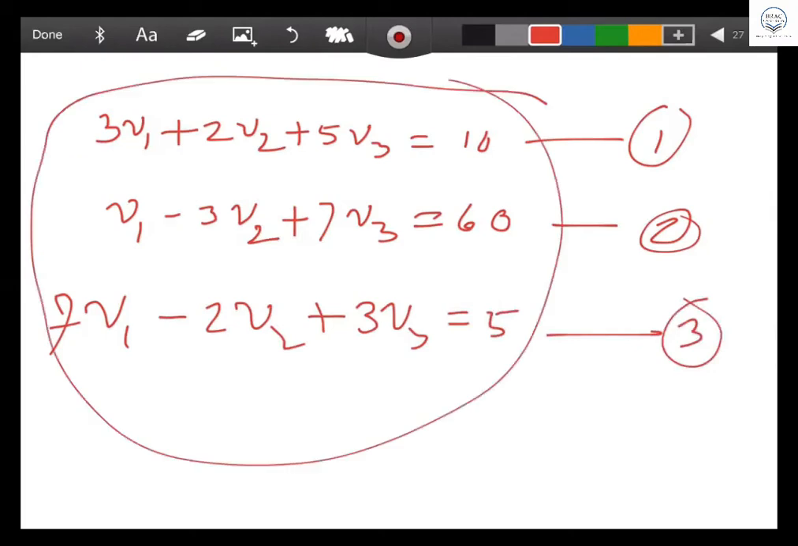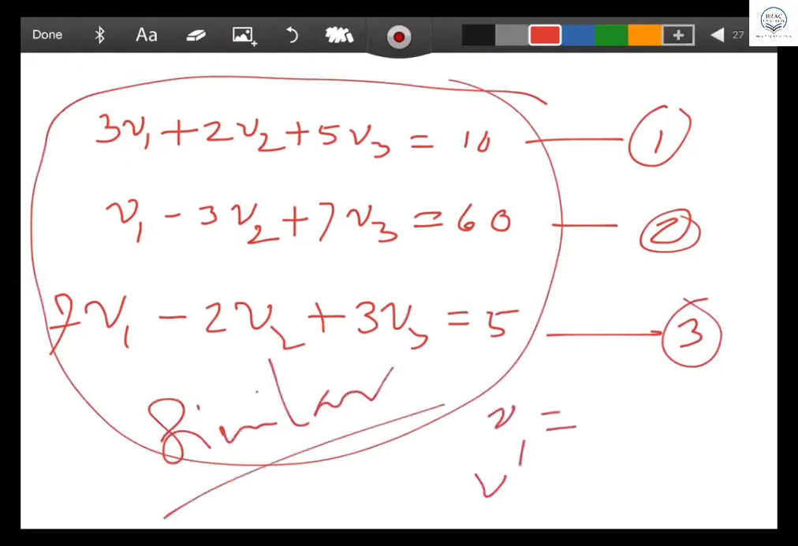If you simplify, you get a simplified form similar to this. It is similar, not the same thing, similar. After that, from here, you have to find the value of V1, V2, V3. Does everyone understand what I'm talking about? Yes, sir. This is the one you will get, and if you did not get it, your answer is wrong.